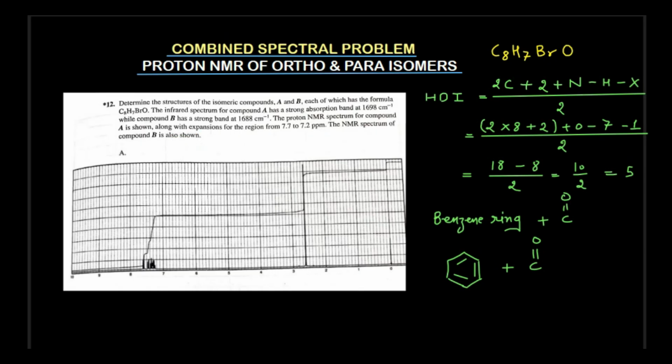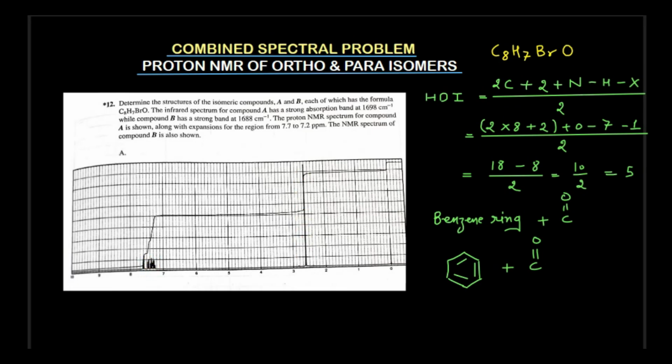So I'll solve this problem in my usual way. First of all, we'll calculate the hydrogen deficiency index, and that is for the beginners. However, it is clearly given here. You are getting a signal here at 7 ppm. It clearly indicates the presence of a benzene ring. And along with this kind of multiplet, you are having only one peak.